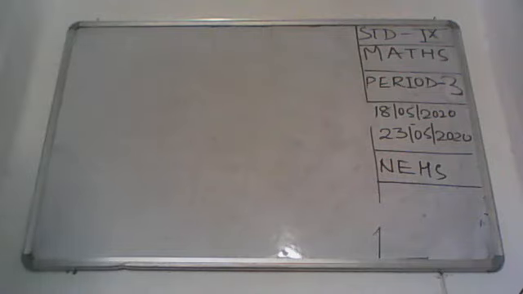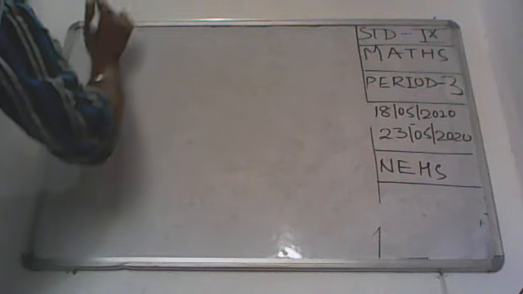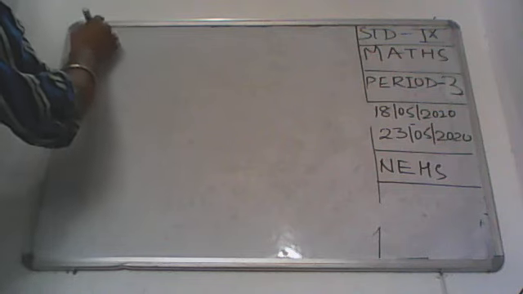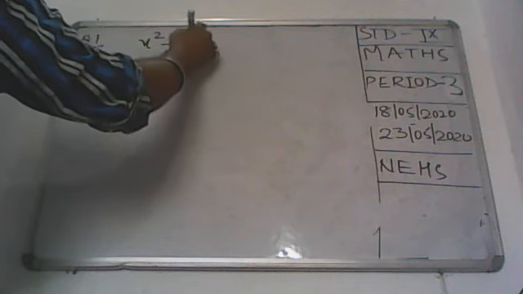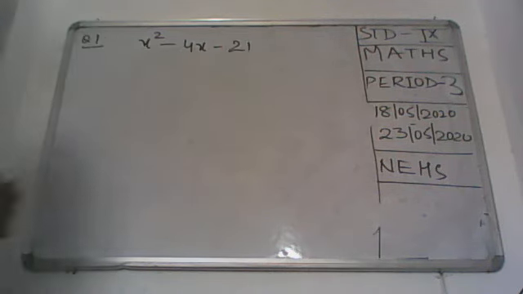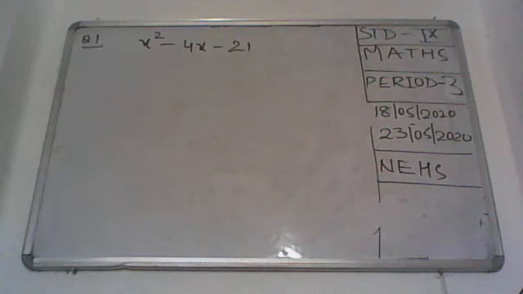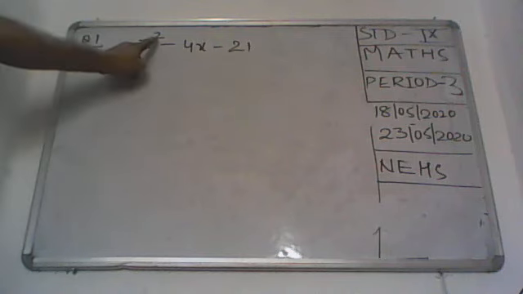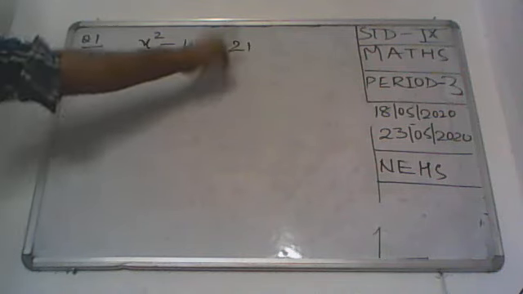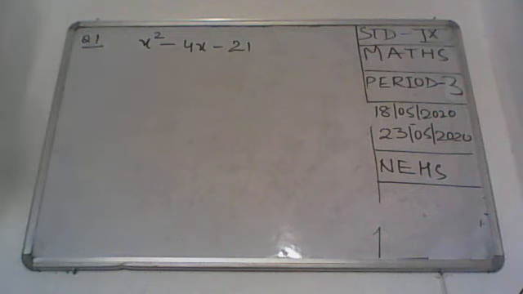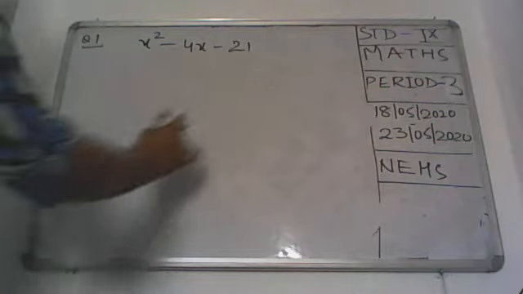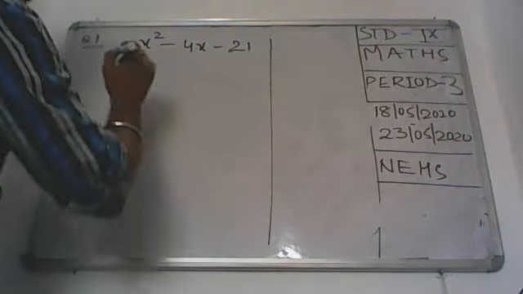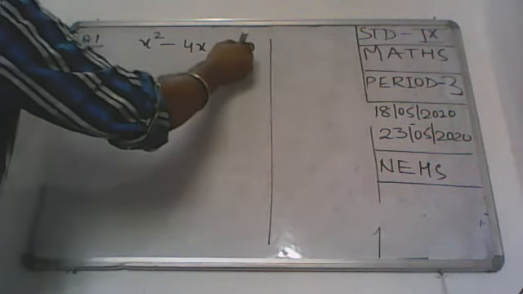See here, one question is there. Suppose they have given x square minus 4x minus 21. Yes, it is a quadratic, and it is a trinomial, both things are satisfied. So what sir has told is to split the middle term. What is the meaning of splitting the middle term? This is your A, this is your B, this is your C here.